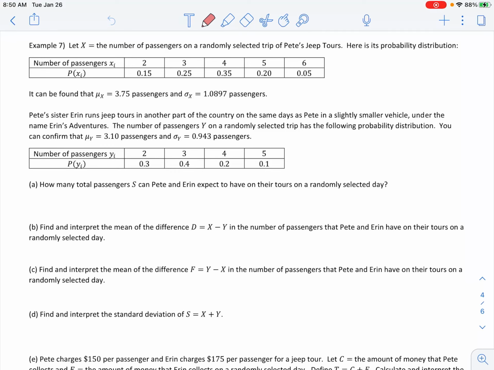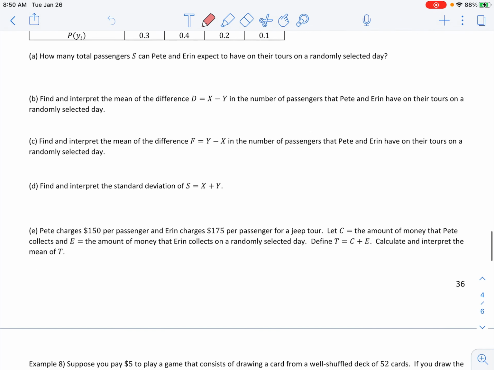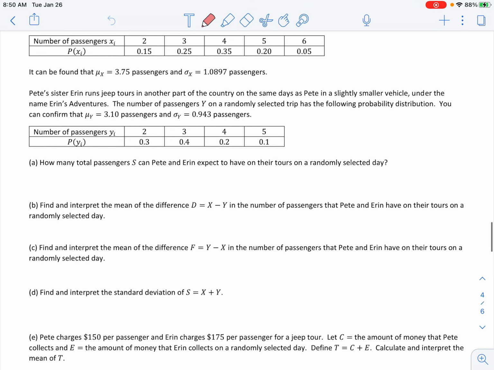So rather than trying to get through all these examples in class today, I figured I'd make a video for a couple of them. So I'm in your notes on page 36, and I'm going to do parts B and C. So in class, we looked at Pete's Jeep tours and Aaron's Jeep tours. So we have these different distributions. And the first thing I want to do is find and interpret the meaning.